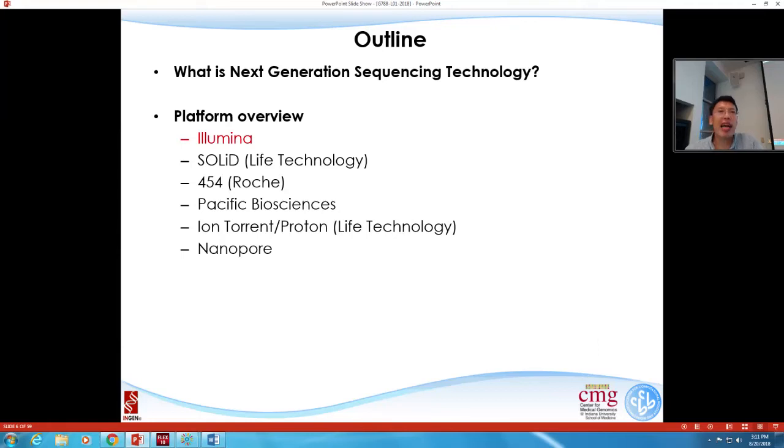And so basically I will talk about two major topics. The first one is a little bit of definition of the next generation sequencing technology. And the second one is the platform overview, which includes the Illumina technology, which is absolutely the standard now for the next generation sequencing, and the SOLiD and 454, which are two technologies that are kind of already obsolete, but we will still have data coming out. So I want to have a reference on those. And the Pacific Biosciences, and Ion Proton and Torrent technology, and the nanopore technologies.